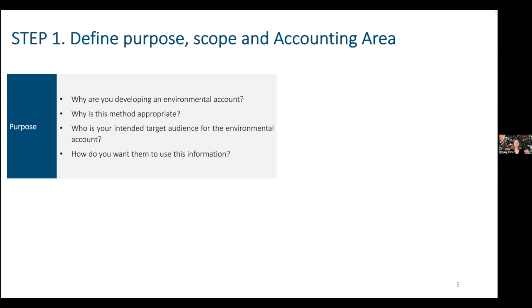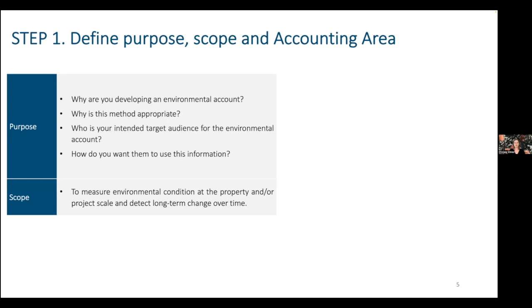You then need to think about who your intended target audience is for your environmental account. So in some cases, people might want to use it internally for their own understanding. They might want to share it with their bank, for example. They might want to use it for a diverse number of reasons. But it's important to really think these reasons through, and then how those target audiences will be wanting to use or interpret that information. Next, you need to define your scope. And so this method is appropriate for measuring the environmental condition over time. So it's really important to identify changes in condition.